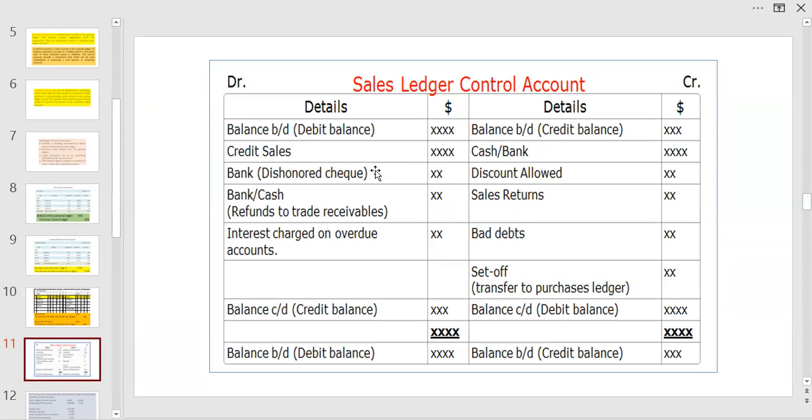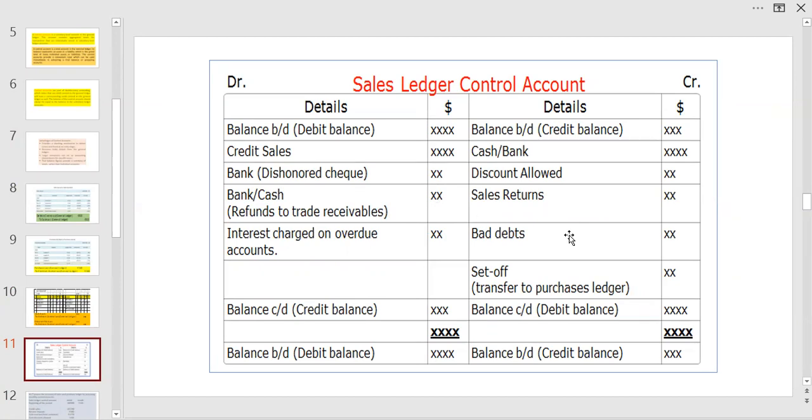Dishonored cheques will come from the payment side of the cash book but not from the columnar extensions. Similarly, refunds to the trade receivable also come from the payment side of the cash book but not from the columnar extensions. Interest charged will come from a general journal. Bad debts also will come from a general journal. All these transactions that we have seen will be there in a normal trade debtor's individual account as well.